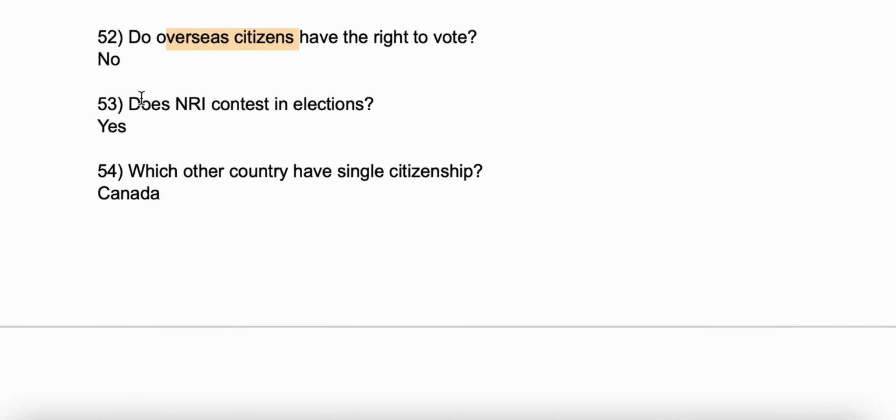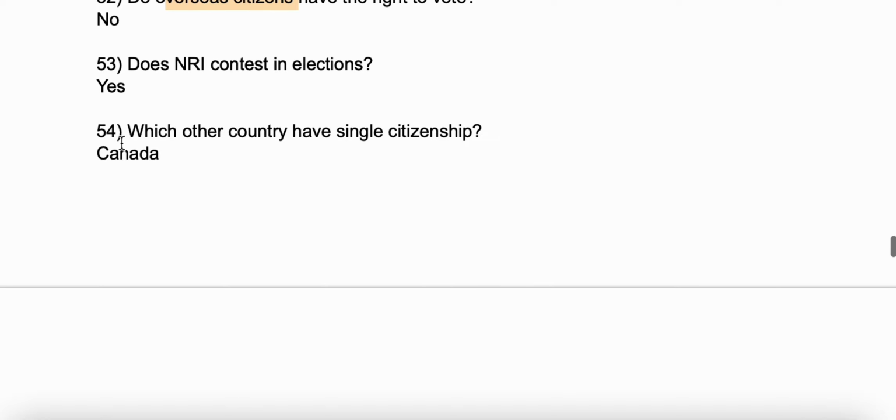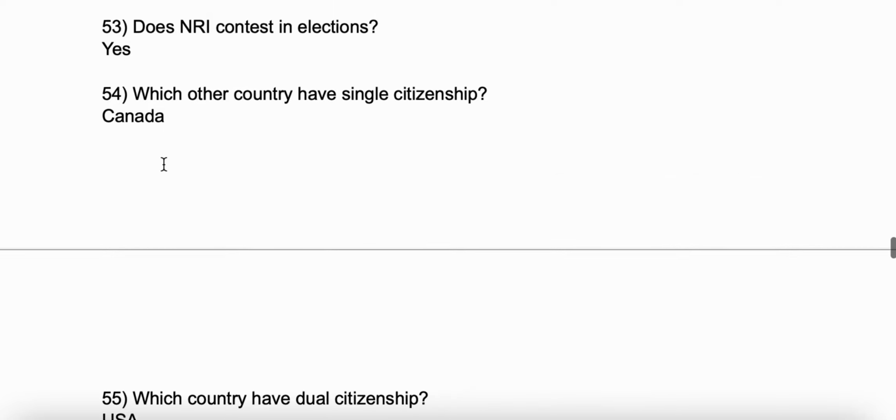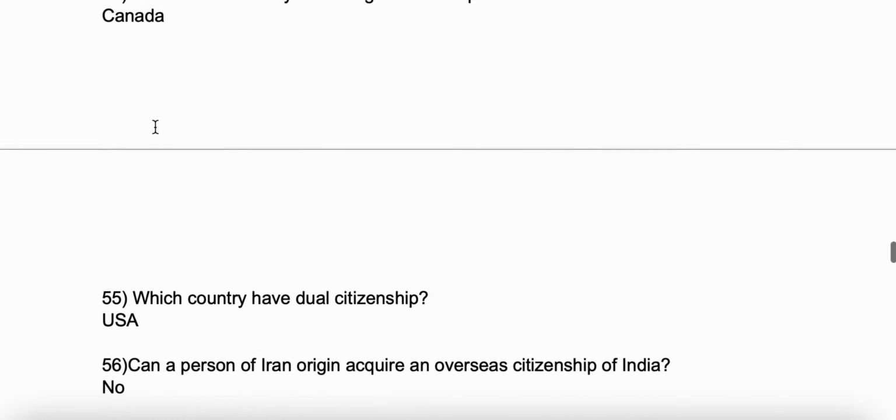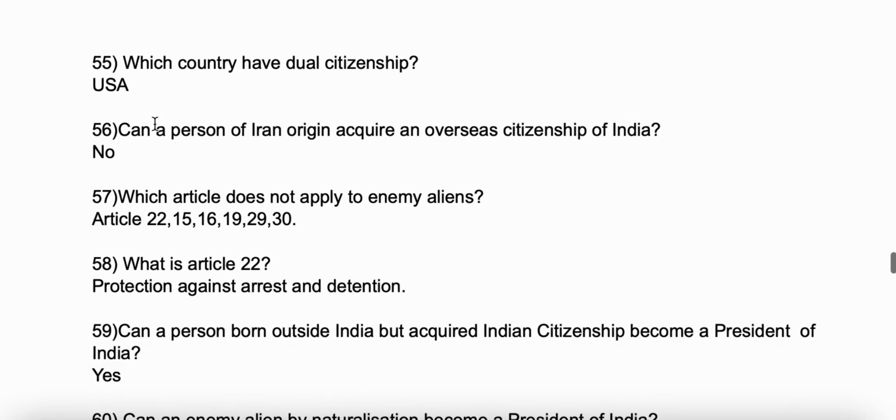53rd question, can an NRI contest in elections? Yes, he can contest because he is a citizen of India. He is just residing in another country, that's it. 54th question, which other country has single citizenship? Canada has single citizenship, and there are many more countries. One example is Canada. 55th question, which country has dual citizenship? Dual citizenship we have in the USA.